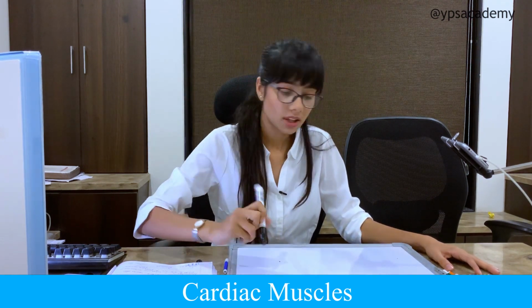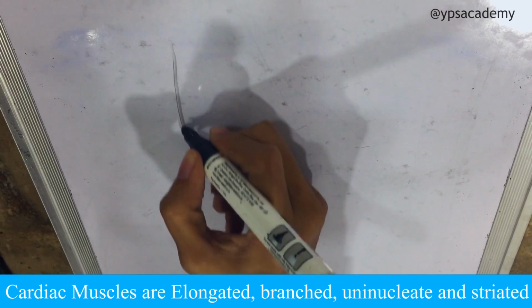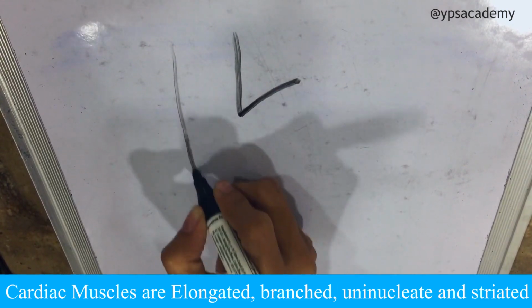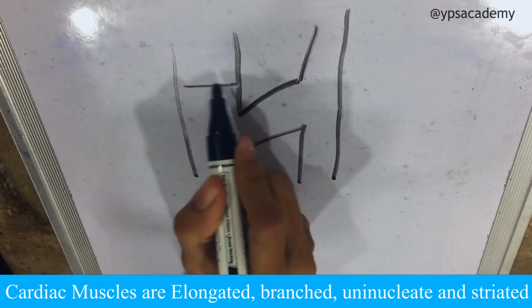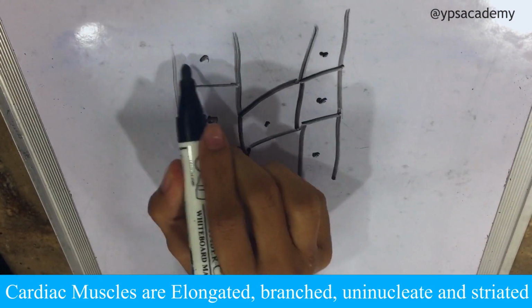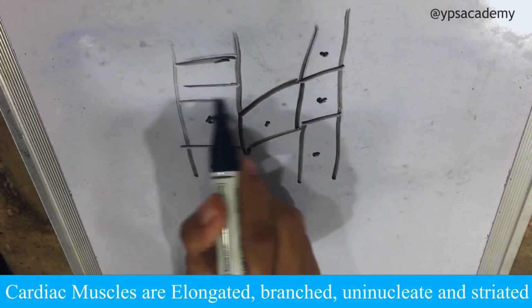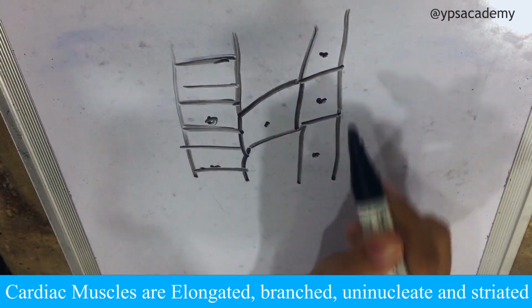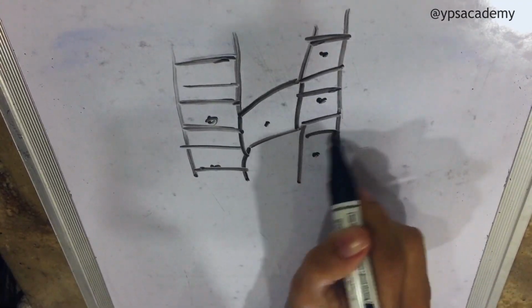The third type of muscle fibers are the cardiac muscle fibers. Now, cardiac muscle fibers are found in the heart, and they are responsible for the rhythmic contraction and relaxation of the heart. They are elongated, branched, and uninucleate, and they also have alternate dark and light bands forming striations.